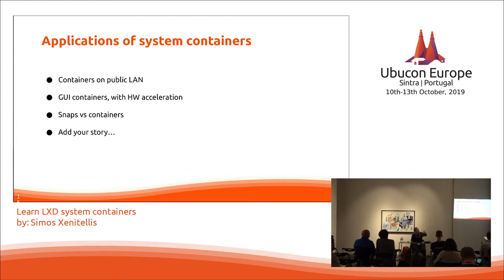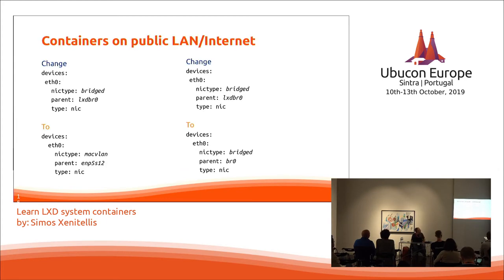Ah, there is one thing about containers on the public LAN. The containers we have created are running in a private network. They are not exposed to the local network around us. So if someone from the local network wants to access them, you have to use a proxy device. However, with LXD, you can use something called macvlan or bridge, which means that when you create a container, the whole container will be exposed to the LAN.